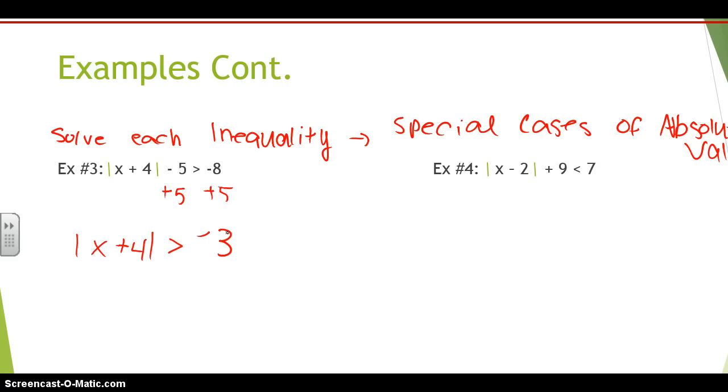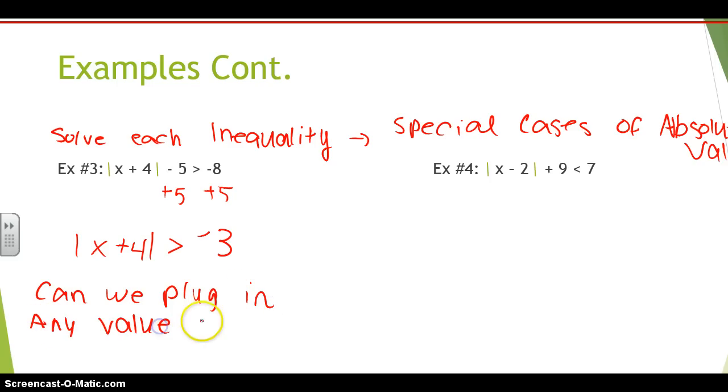Now let's look at this. I want to get x all by itself, or not even, we can just leave this the way it is, with the absolute value of x plus 4 is greater than negative 3. Can we plug in any value for x to make this inequality true?